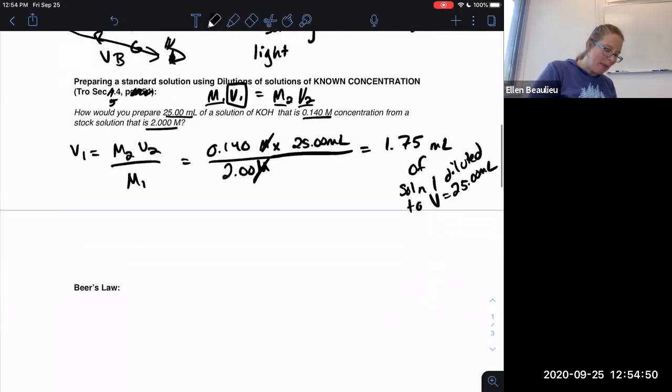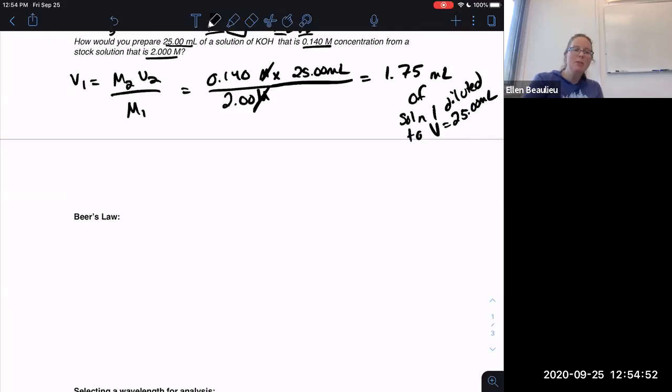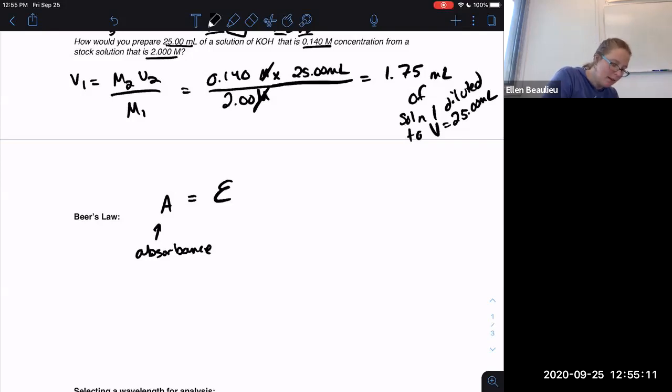We're going to be using Beer's law in this lab. Beer's law helps us relate the absorbance of light to the concentration of the thing that's absorbing light in solution. It takes the form A, absorbance, equals epsilon. This is the molar absorptivity, a big fancy word for how this substance absorbs light. Molar absorptivity constant.